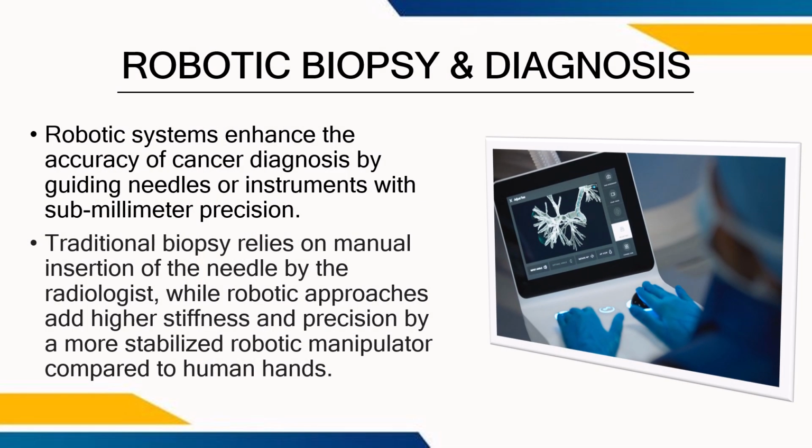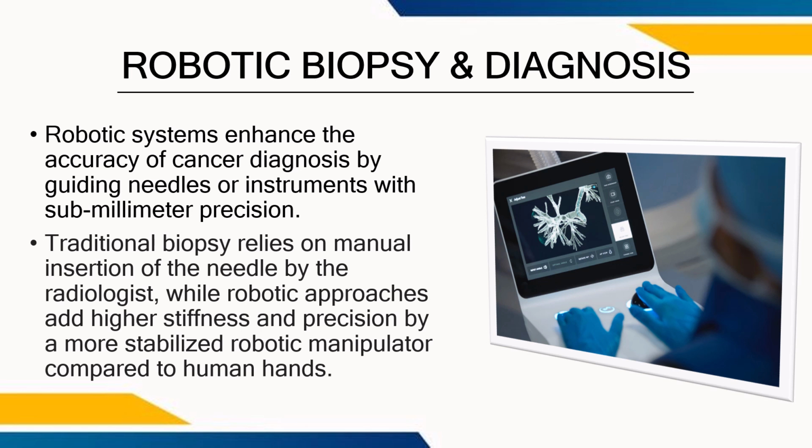Our third topic is robotic biopsy and diagnosis. Robotic systems enhance the accuracy of cancer diagnosis by guiding needles or instruments with sub-millimeter precision. Traditional biopsy relies on manual insertion of the needles by the radiologist, while robotic approaches add higher stiffness and precision through a more stabilized robotic manipulator compared to human hands.